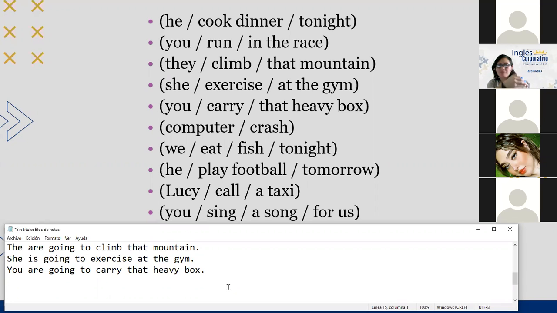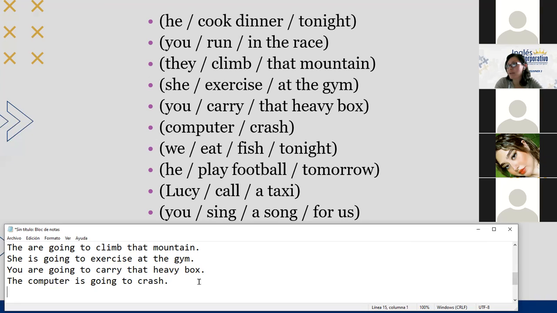Teacher, in the next, maybe it is going to computer crash or to crash computer? A ver, empezó bien. It. Ahora dígame lo siguiente, Beatriz. It is going to computer crash or crash computer. Okay, it is going to crash. ¿Por qué? Usted puede decir it o puede decir the computer. So puede decir it is going to crash or the computer is going to crash. Okay. Muy bien. Excellent.